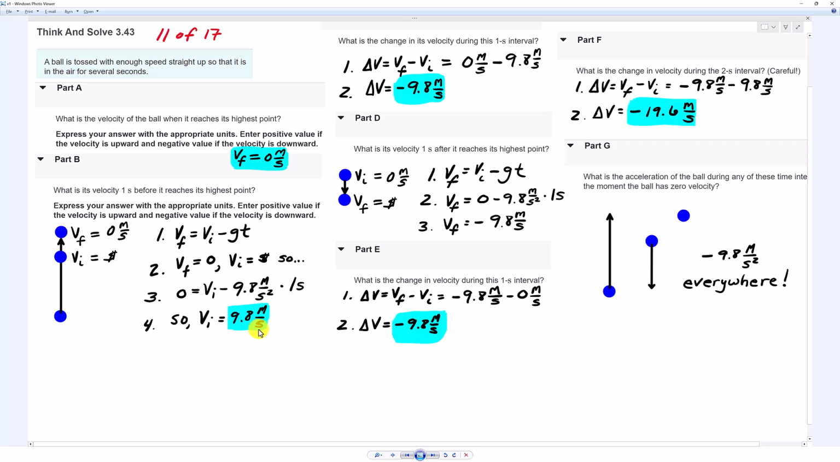Whereas over here, this is positive. So this positive 9.8 meters per second makes sense because the ball's going upward. Part E, what is the change in velocity during this 1 second interval?